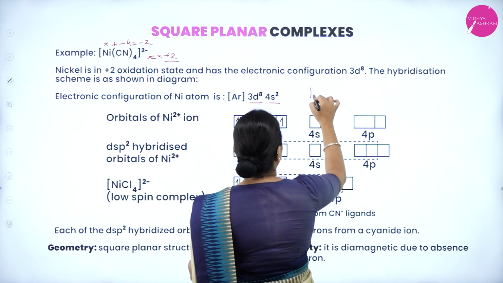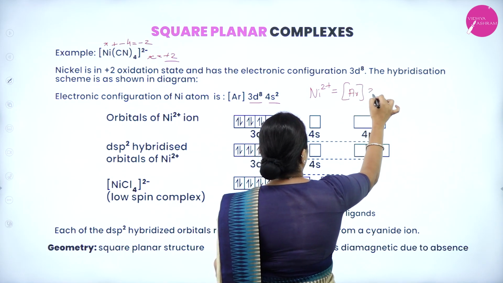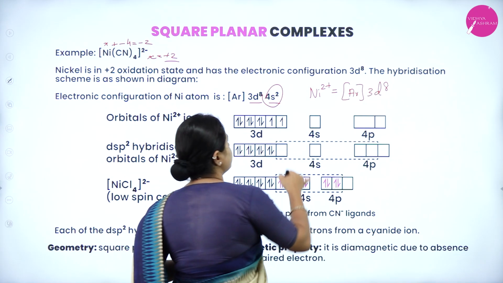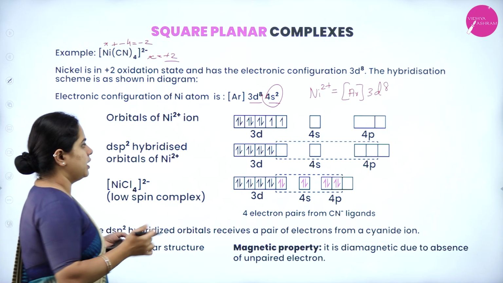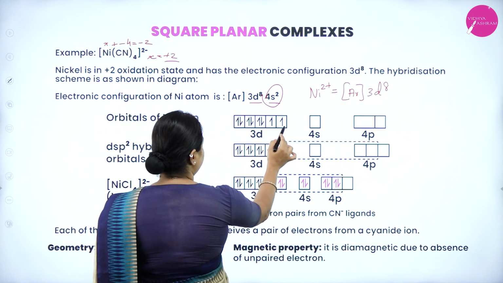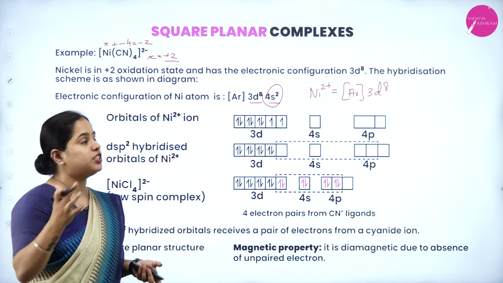So what happens in nickel 2+? The electronic configuration will be argon 3d8. The 2 electrons will go from the 4s orbital. Right? I hope it is clear. Now what happens? That is represented here 1, 2, 3, 4, 5, 6, 7, 8. Right? Okay. Now to this nickel, which is the ligand present?